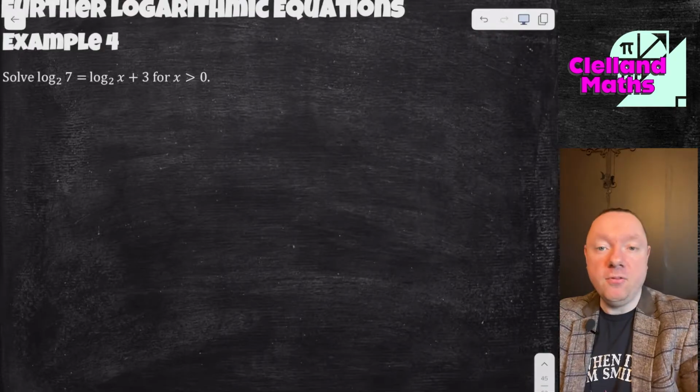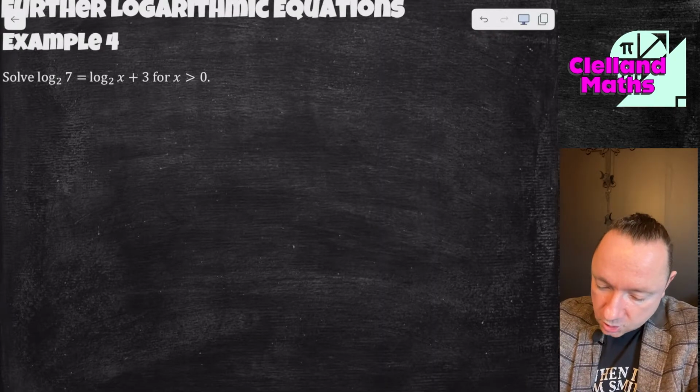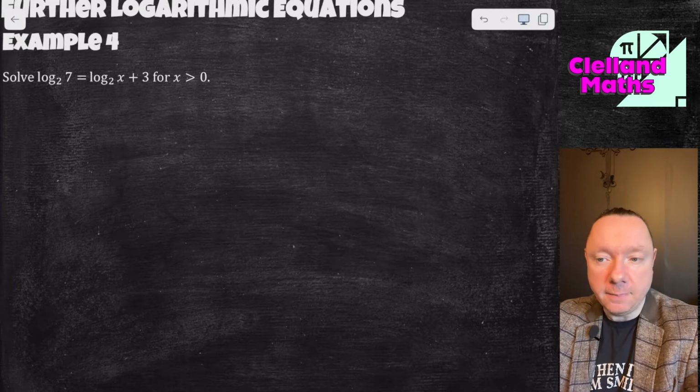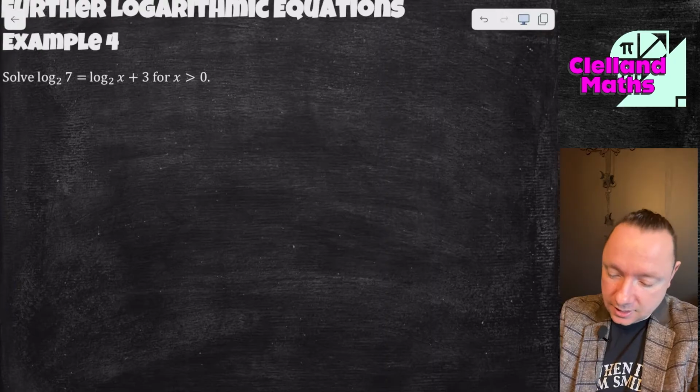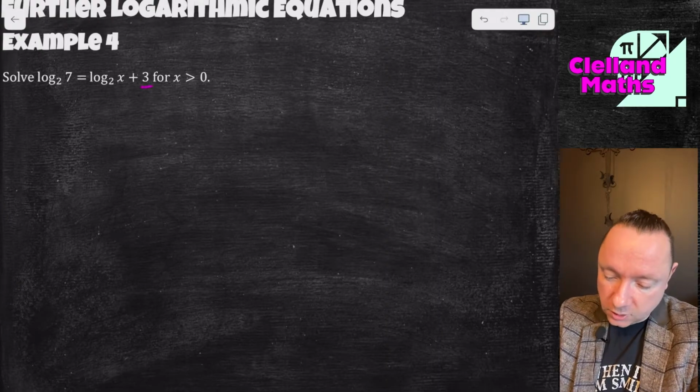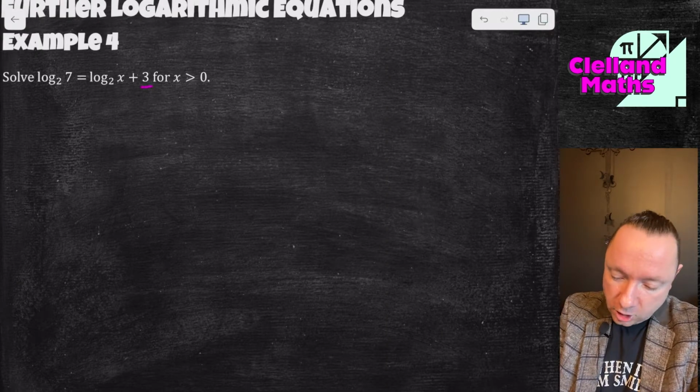Okay. Example 4 for the logarithmic equations. Solve log base 2 of 7 equals log base 2 of x plus a number, 3. Okay, this looks more complicated than it actually is. This number 3 is going to bother a lot of people because I can't get rid of the logs or anything. But there's a trick, and the trick is this.